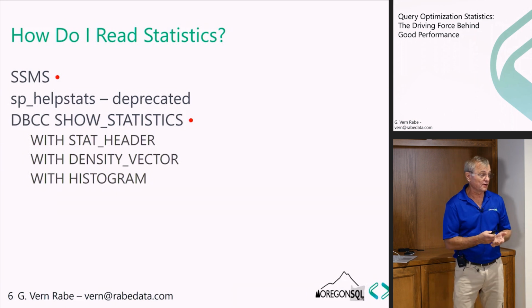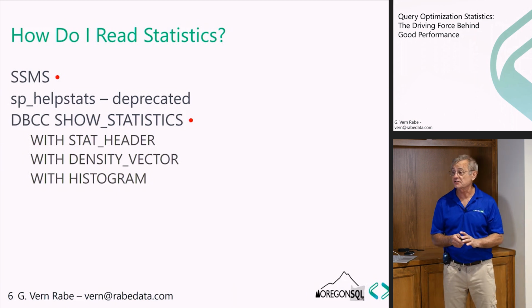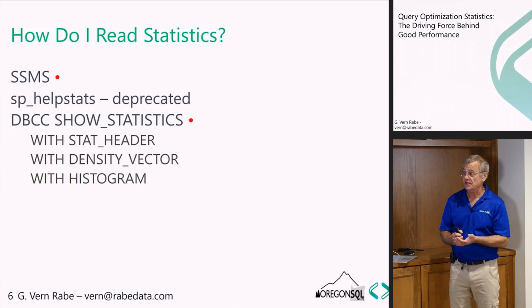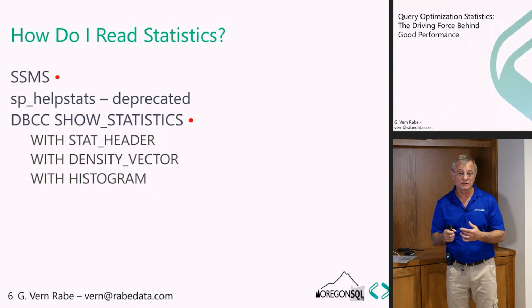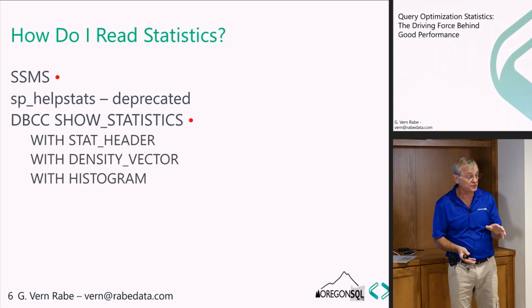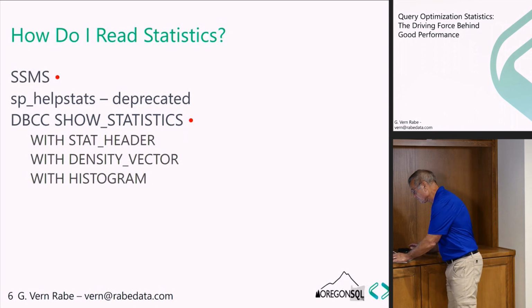My favorite way, and I think a lot of people's favorite way to look at statistics, is with the DBCC command SHOW_STATISTICS. And there are 3 options that I noted there: WITH STATS_HEADER, WITH DENSITY_VECTOR, and WITH HISTOGRAM. Instead of returning all 3 of the sections of a statistics object, you can say, I only want to return one of those 3.